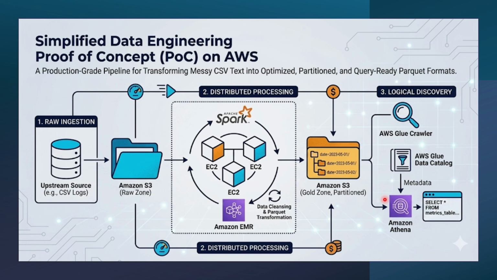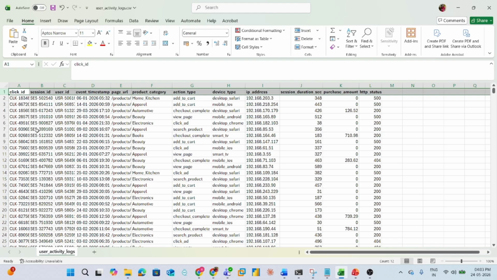Okay, we will see our source file now. First, let's look at our upstream source data. This is a 5 GB CSV file tracking user activity logs like sessions, click ID, product categories, and purchase amounts. It's heavy, uncompressed, and has many systematic errors, like a corrupted timestamp. So we need to push this into our S3 bucket in the raw zone. So let's move on to the console.